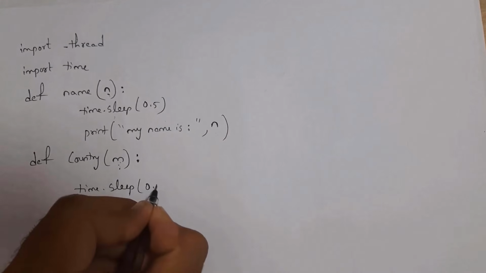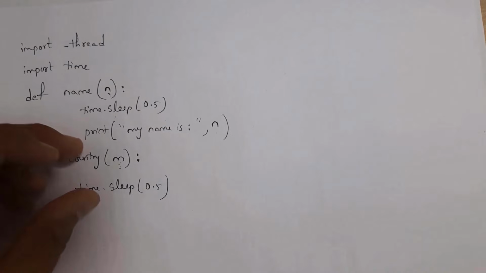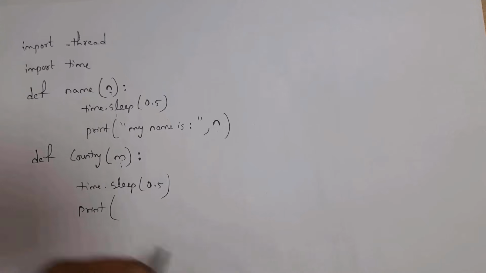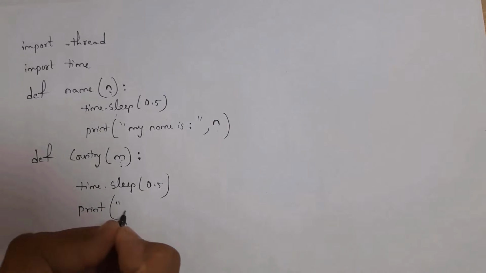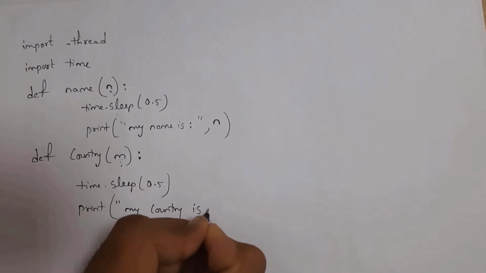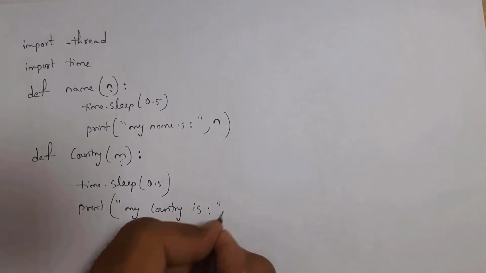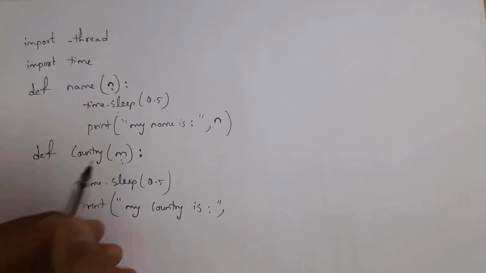Now inside this, again I am writing time.sleep(0.5), because I want to execute this code after a 0.5 seconds gap. Next write here print. Inside the print function, I am writing a statement like "my country is" with a colon, where "my country is" is a string. So take quotations, comma, and here give the parameter, that is m.